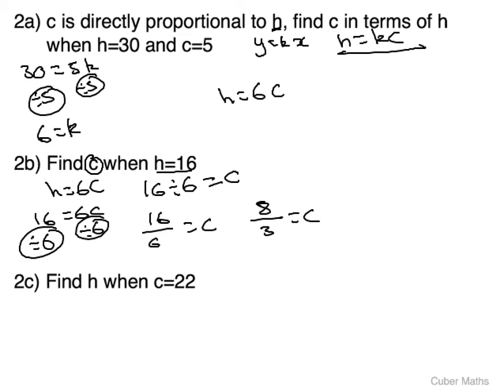Now if we look to the third part of our question, it says find h when c is 22. So if we look back to the top, we have h is equal to 6c, and it wants us to find h, so they've given us c. So h is equal to 6 times by c, and in this case it's 22. So we want to times 6 by 22, so h is equal to 132, and that's h found.